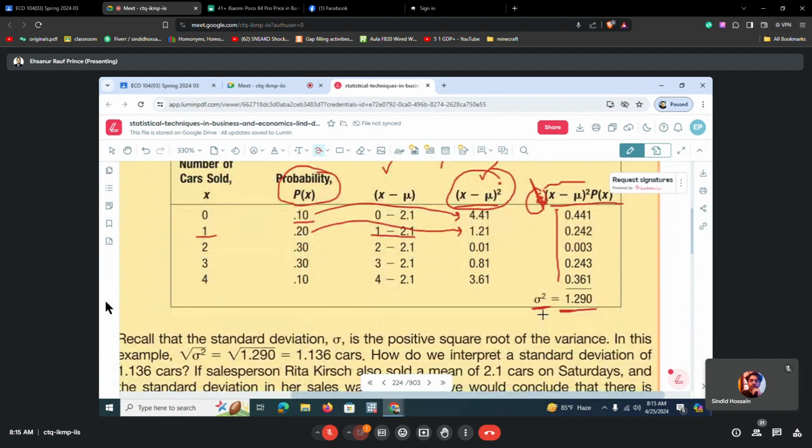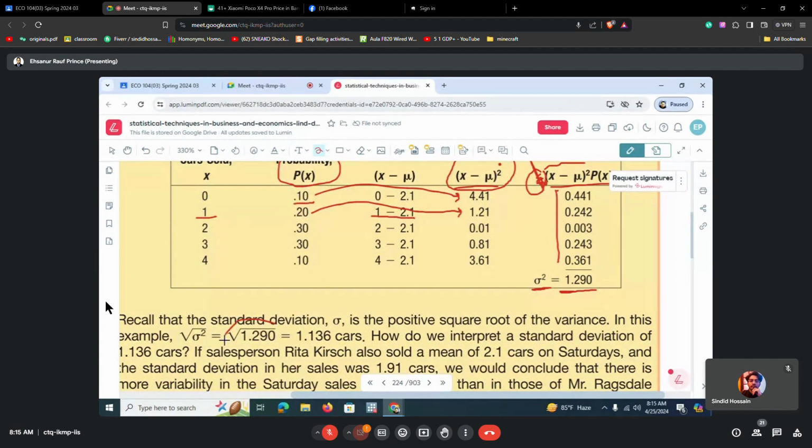Now if we have the variance like this, 1.290, what is the value of standard deviation? Very easy stuff, find it out. Look, you just need to take a square root, positive square root of this value 1.290. What is the value? This value 1.136. And you said 1.14? That is also correct, no problem.